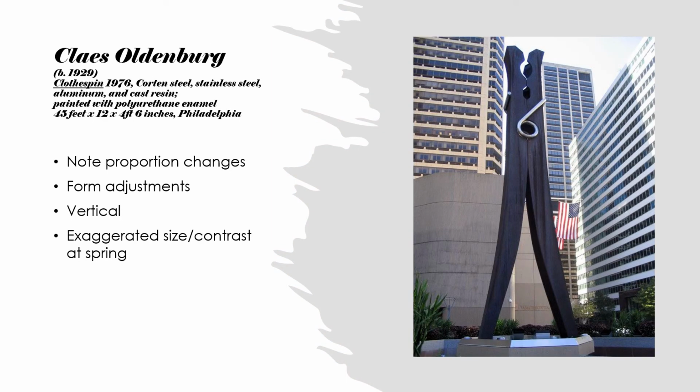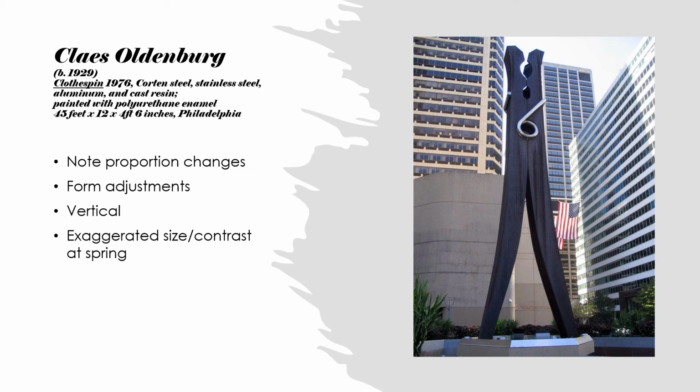Claes Oldenburg, another famous sculptor. He's got this clothespin that is literally about 45 feet high, about 12 feet wide, really huge piece of sculpture. So he shifts that. It looks like a clothespin, true, but he shifts those proportions so there's a little bit more to it than that. He doesn't just keep it the same old way. He stretches this out so there's this exaggeration of the vertical format so it fits in Philadelphia in the cityscape where it's sitting, in the environment where it is.